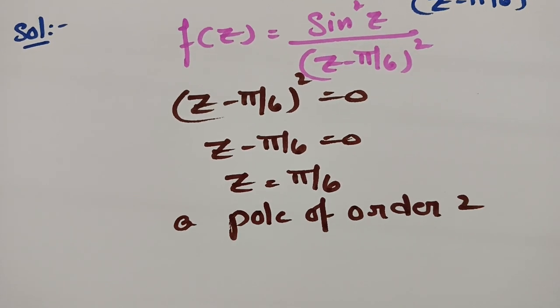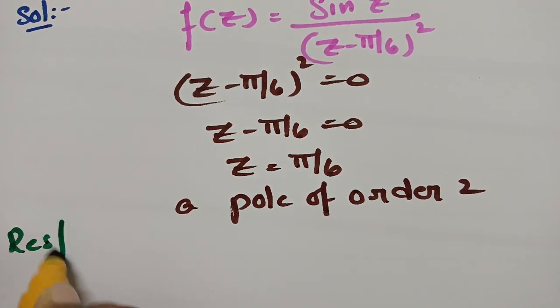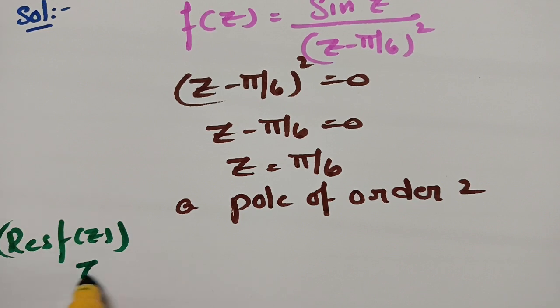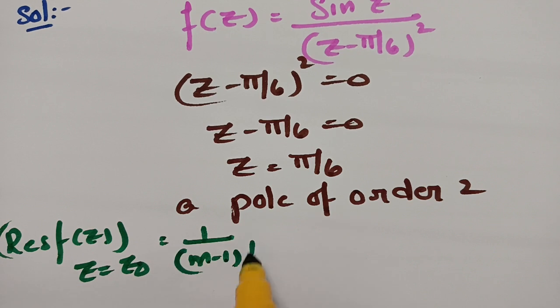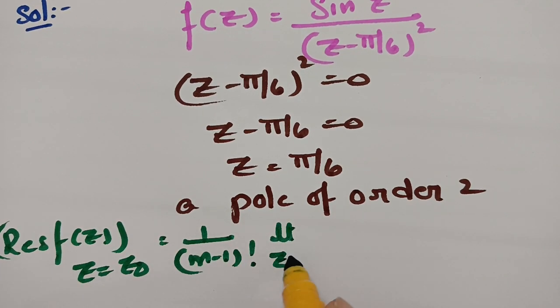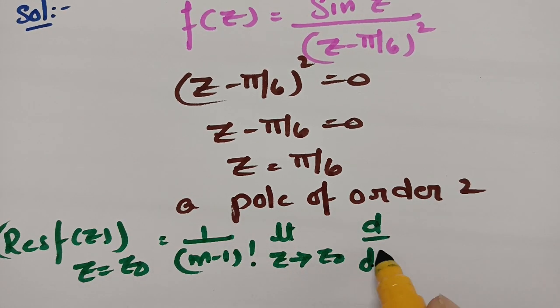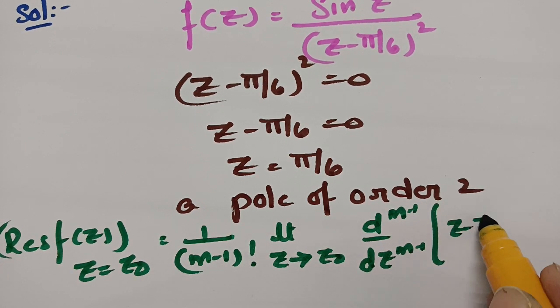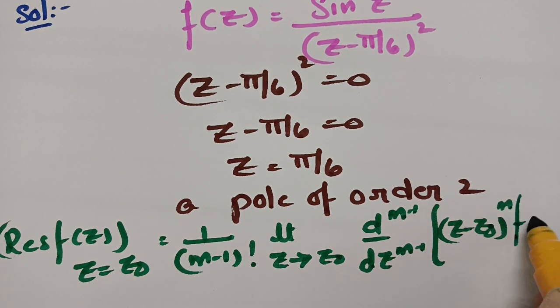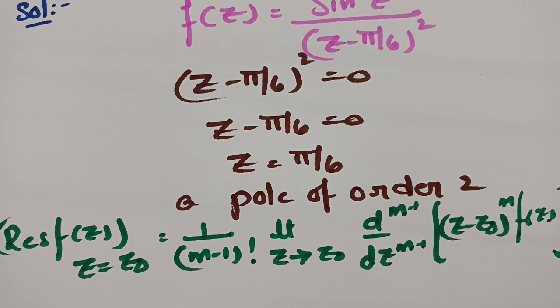And now in order to find the residue values, here is the formula. Residue of f of z at point z equal to z naught is nothing but 1 by (m minus 1) factorial into limit z tends to z naught, d by dz to the power m minus 1 into (z minus z naught) to the power m into f of z. So this is the formula for finding the residue at the corresponding poles.